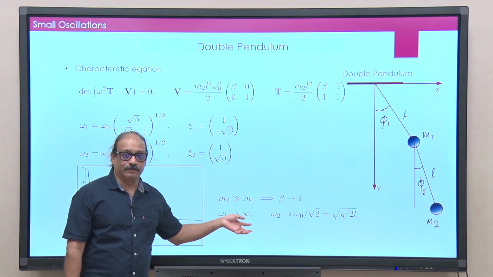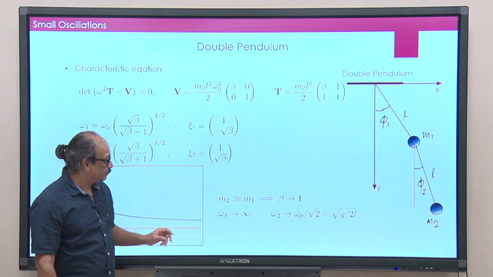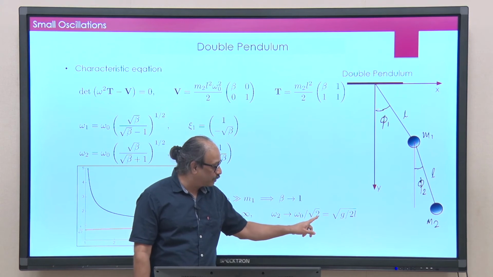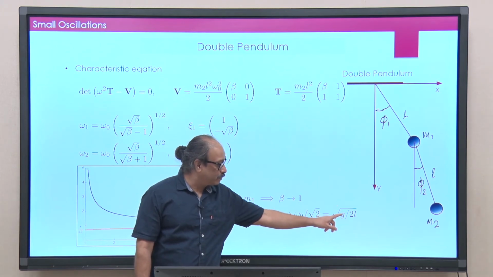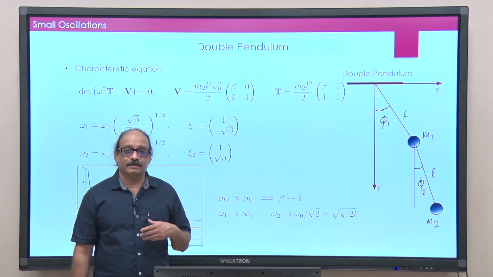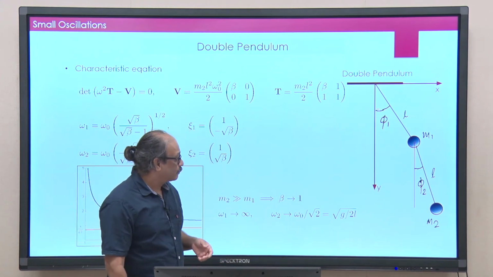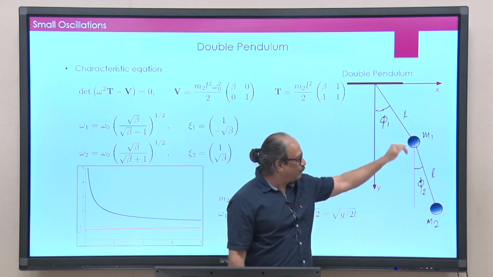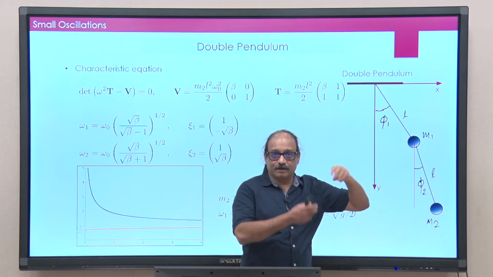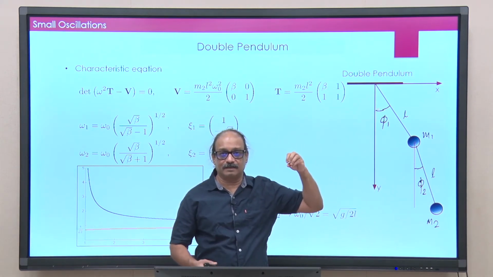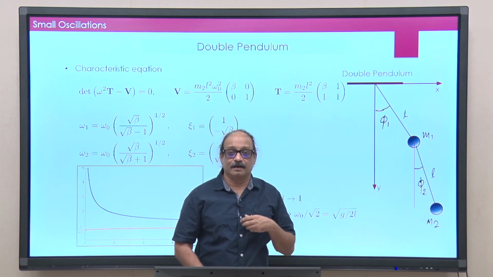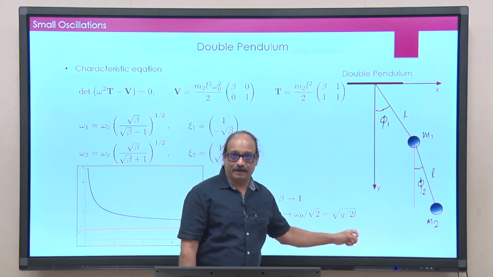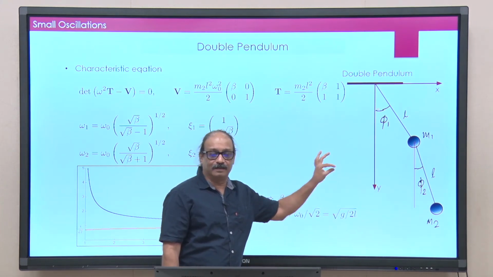Omega 1 of course becomes infinite and is not interesting, but omega 2 basically becomes omega naught by square root 2, and that is basically square root g by 2 l. What does that tell you? That tells you that basically this mass does not exist anymore, it is only one string of length 2 l, and the whole double pendulum actually starts behaving like a single pendulum of length 2 l with a frequency of square root g by 2 l, 2 l being the length of the pendulum.